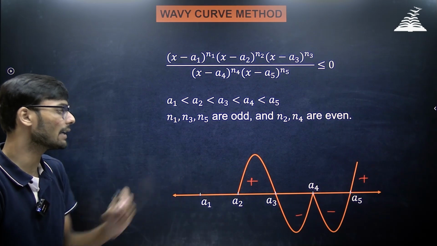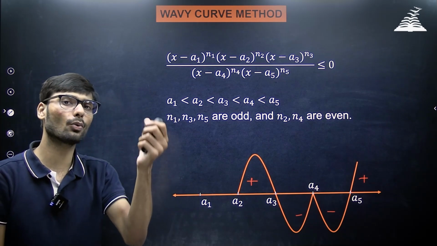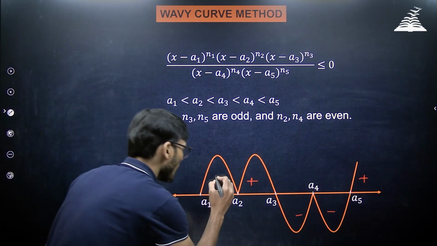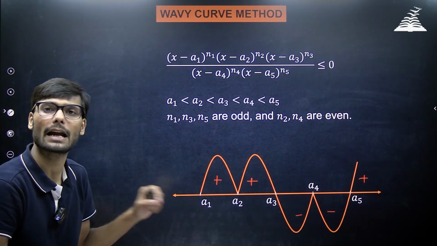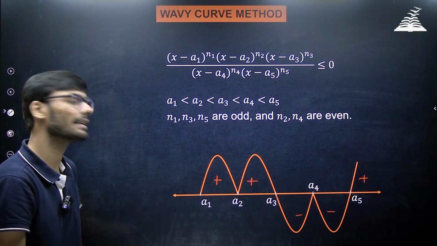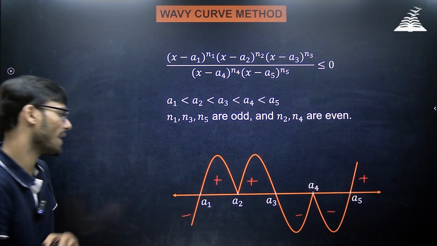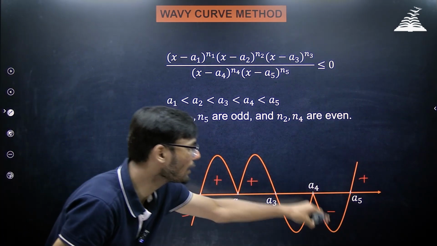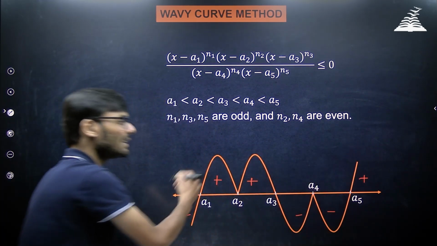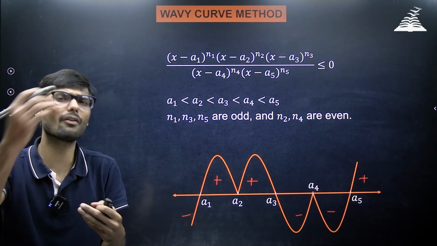Now where are we standing? We are standing at a2. a2 is the 0 of x minus a2 that has power n2, and n2 is even, so the sign is not going to change around a2, so it will be positive. What about a1? We are now standing at a1, x minus a1, and the power is odd, so the sign is going to change here, right? So in this region it will be negative. So this is how we draw the curve. Instead of writing plus minus, you can draw this curve and you see it's looking like a sinusoidal wave, right? This is why it is called the wavy curve method. We draw a wavy curve.